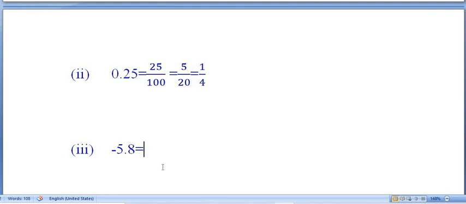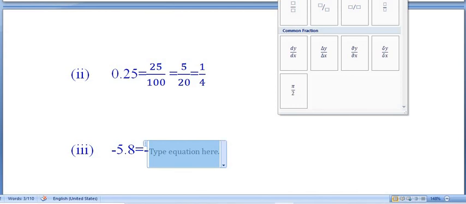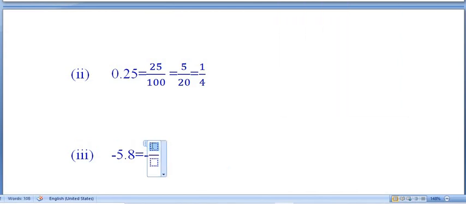Now the next number, minus 5.8. First I write the minus. Then 58 by, here there is only one decimal place, so I can write only 10. If there are two decimal places, I can write 100. If there is one decimal place, I can write 10.